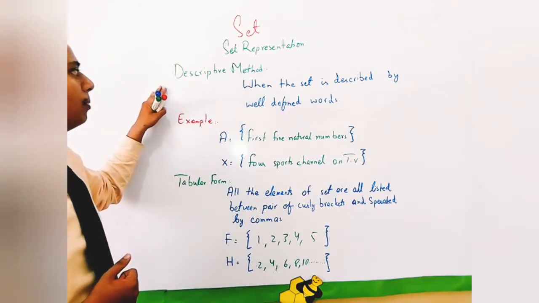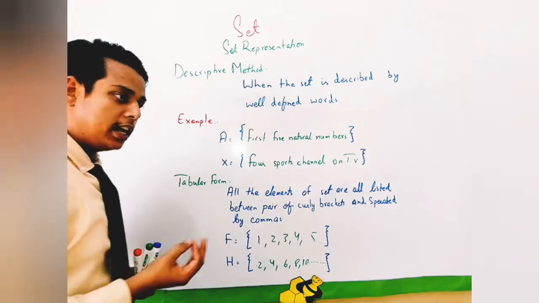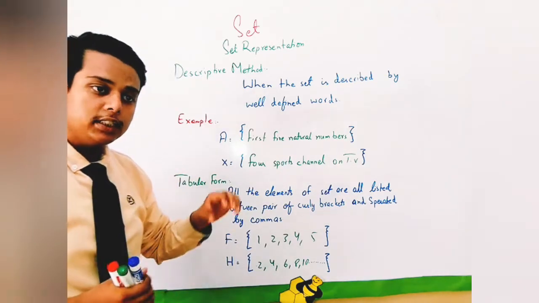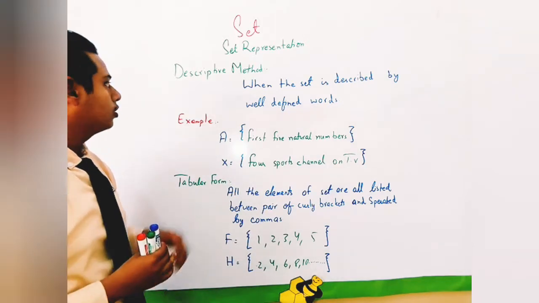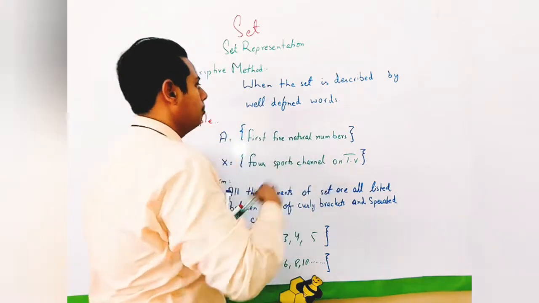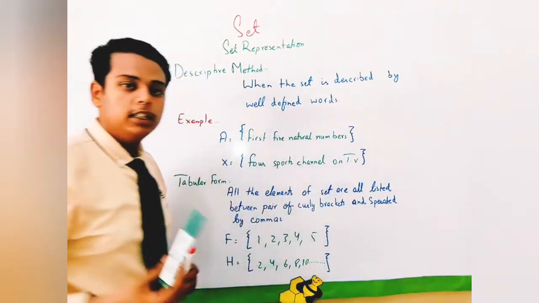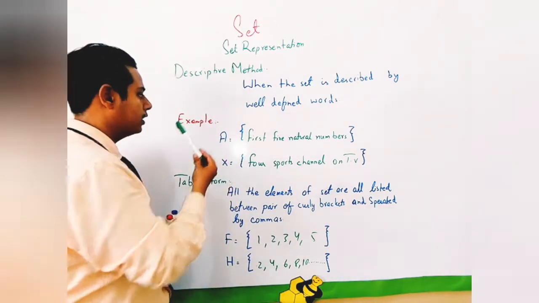सबसे पहला कौन सा है हमारे पास? Descriptive method. As its name suggests, the set in which the things or elements are described with the help of words is called the descriptive method. When the set is described by well-defined words, that is called the descriptive method. I have given an example over there.